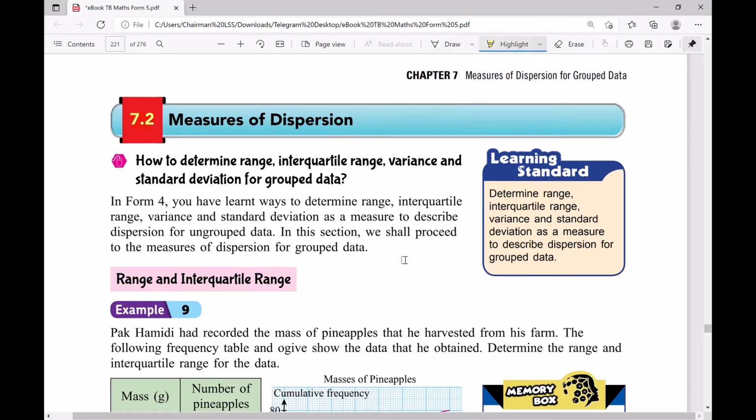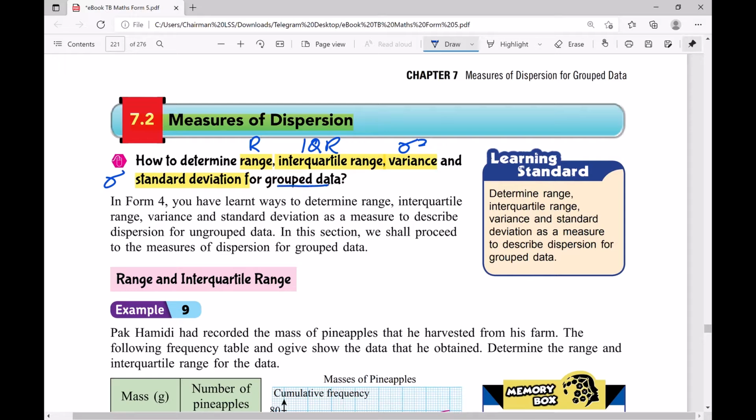Okay, next we go to 7.2, measures of dispersion. We'll measure the dispersion by using range. Remember range? Interquartile range, variance and standard deviation. All this you have learned in Form 4: range, interquartile range, the variance, remember? Standard deviation. Standard deviation is the square root of variance.